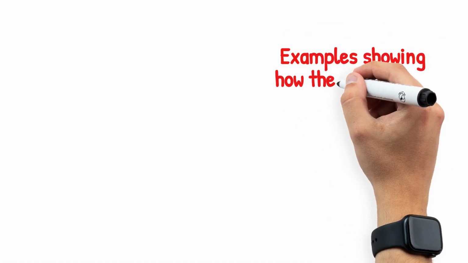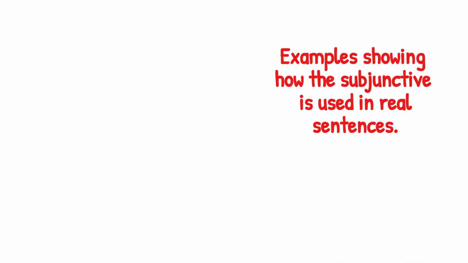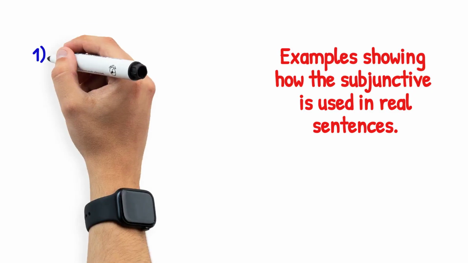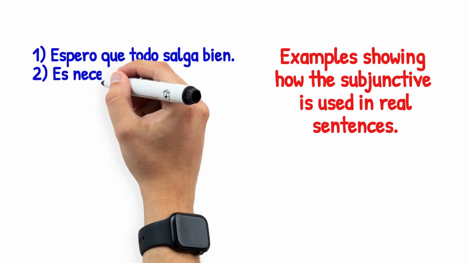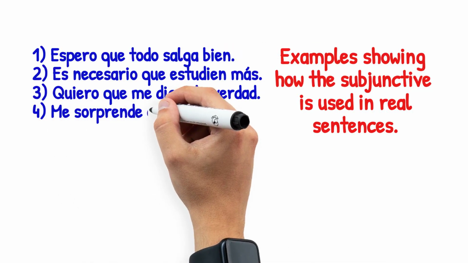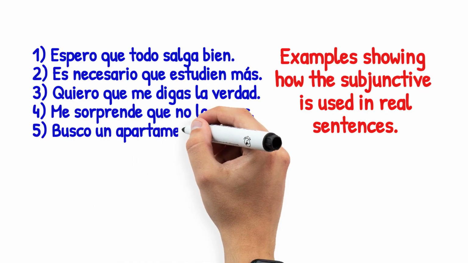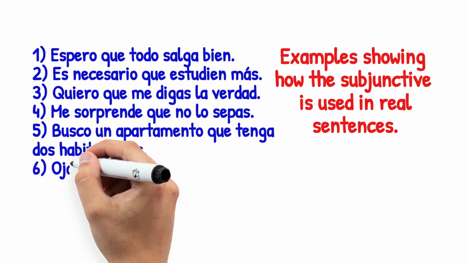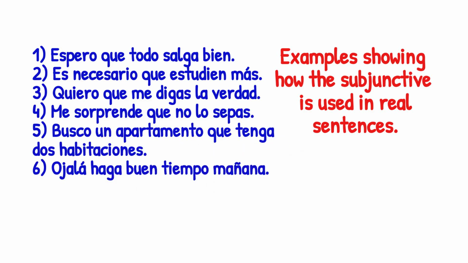Ejemplos. Let's see the subjunctive in action. Espero que todo salga bien. I hope everything goes well. Es necesario que estudien más. It's necessary that they study more. Quiero que me digas la verdad. I want you to tell me the truth. Me sorprende que no lo sepas. I'm surprised you don't know it. Busco un apartamento que tenga dos habitaciones. I'm looking for an apartment that has two bedrooms. Ojalá haga buen tiempo mañana. I hope the weather is good tomorrow.